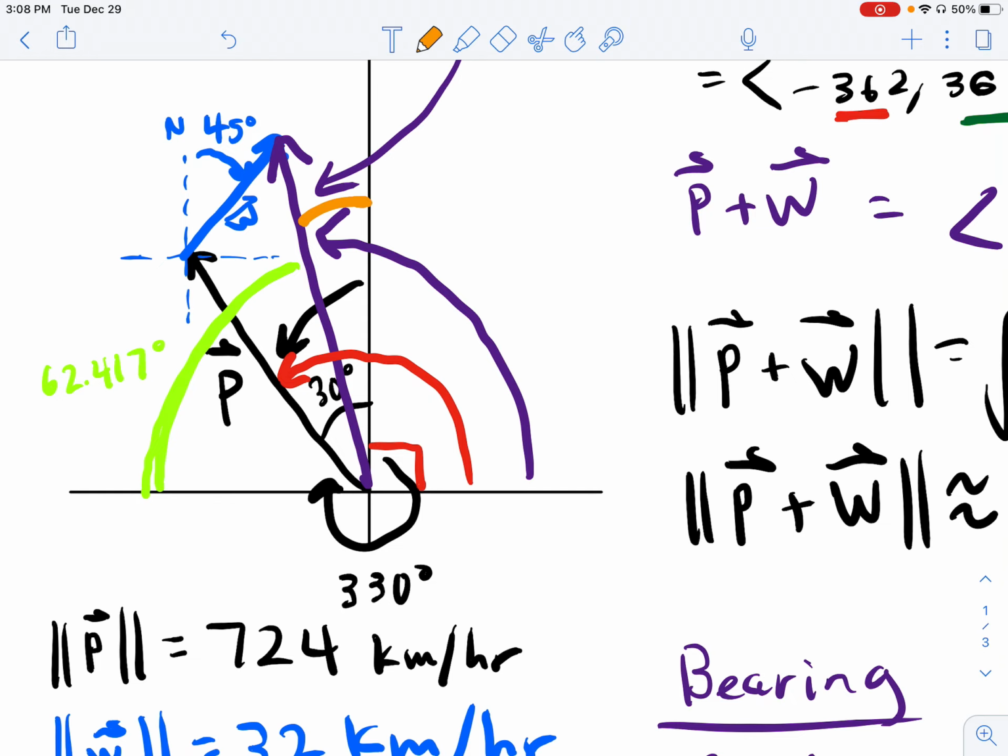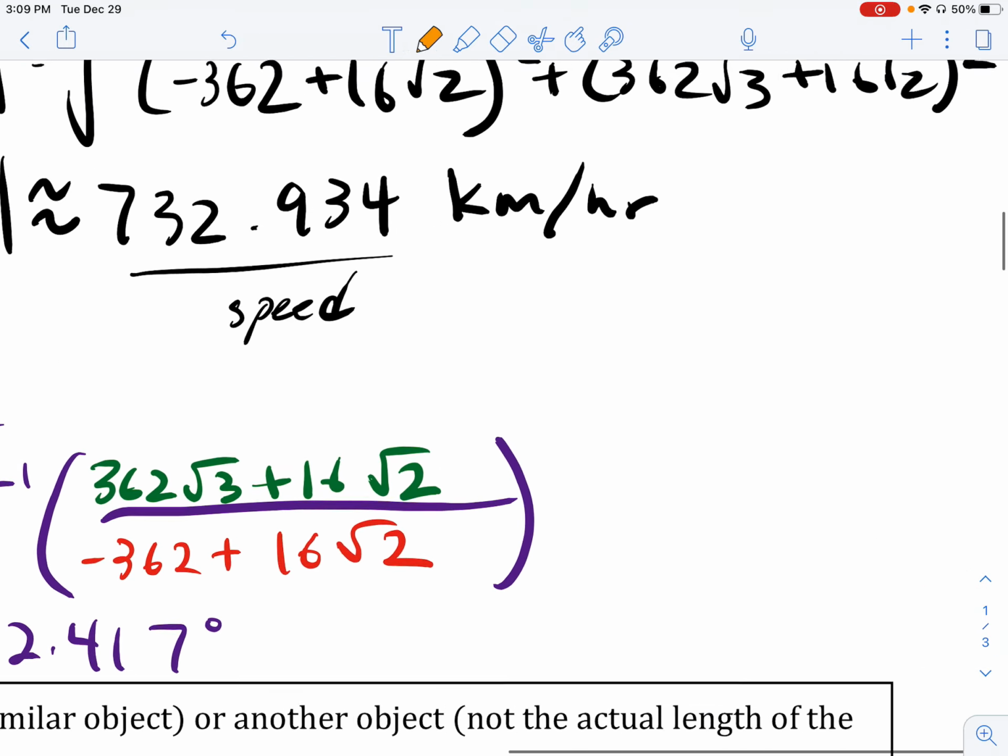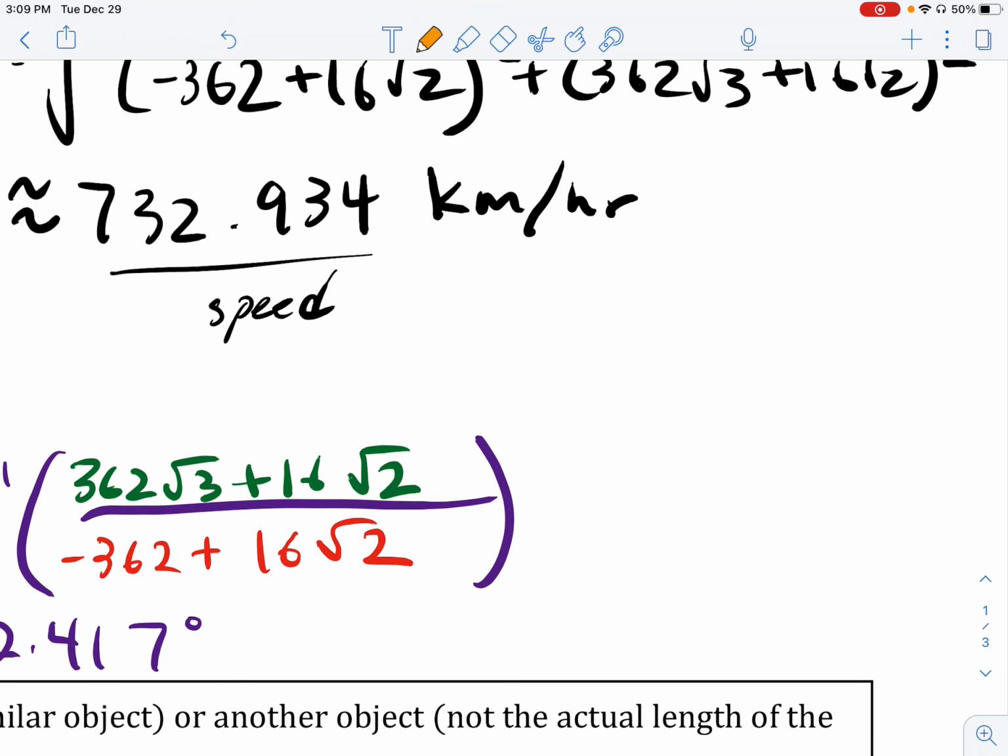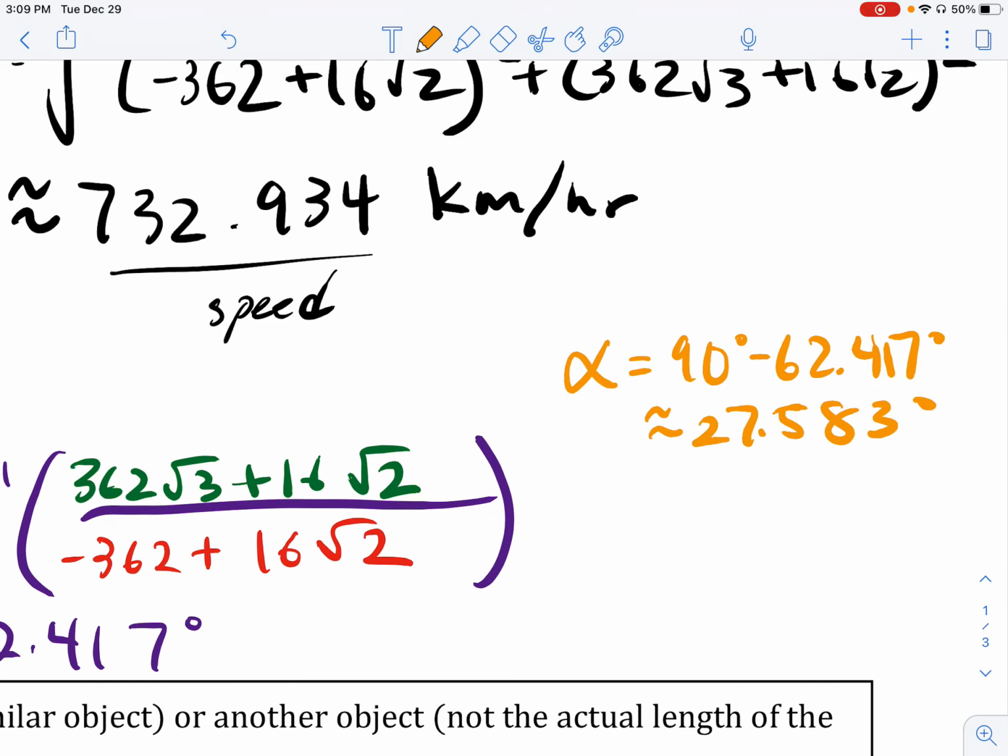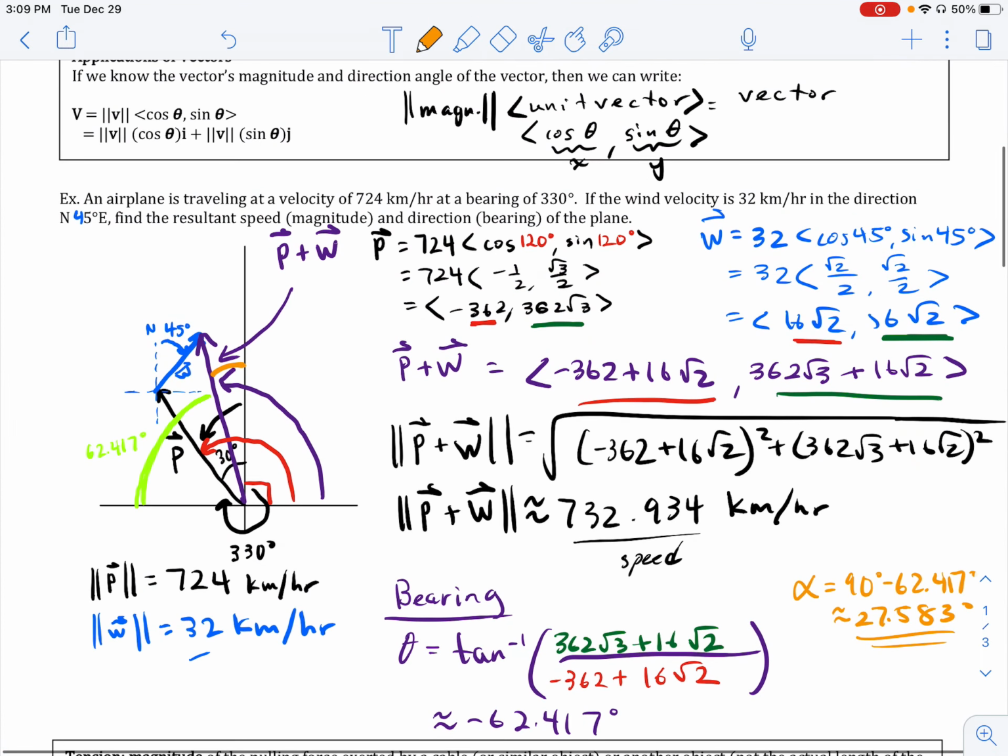And once we know that angle, let me just punch this out right now. That's right. This angle alpha is equal to 90 minus 62.417 degrees, and that's approximately 27.583. Okay, so 27.583 degrees represents this angle up here.